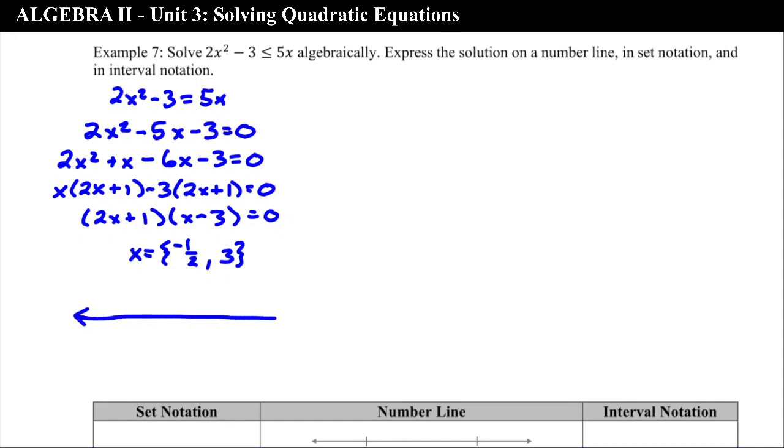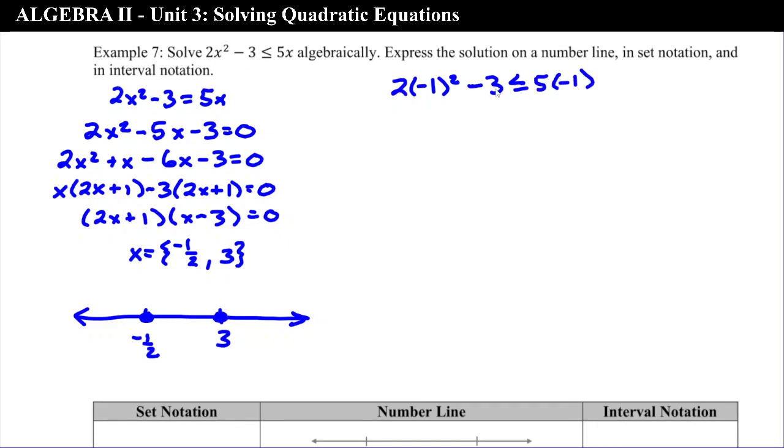So we pull out our test line. We've got negative 1/2 here. We've got 3 here, and we've got less than or equal to, so we know we're going to have solid dots on both of those points. And now we just got to do our test values. So a number that's less than negative 1/2 is negative 1. So let's do 2 times negative 1 squared minus 3 is less than or equal to 5 times negative 1.